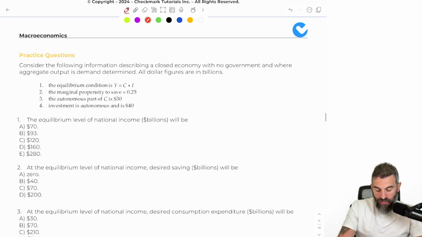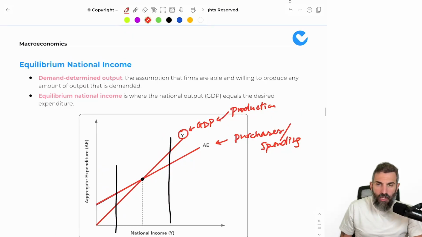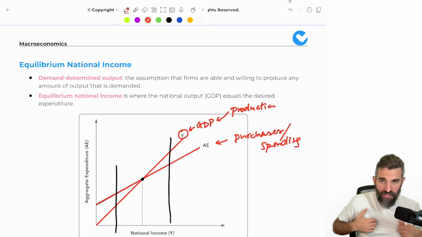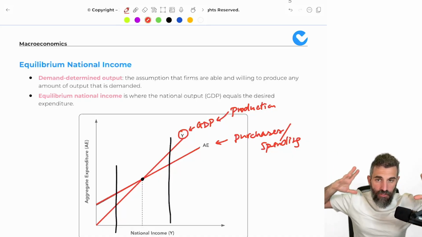Let's do a few practice questions on that. Consider the following information describing a closed economy with no government and where aggregate output is demand determined. You'll often see that phrase, demand determined output. For now, we are not at all including supply. Later on, in one of the later chapters, we'll bring in aggregate supply. But for now, we're assuming that everything in the economy is determined by demand.